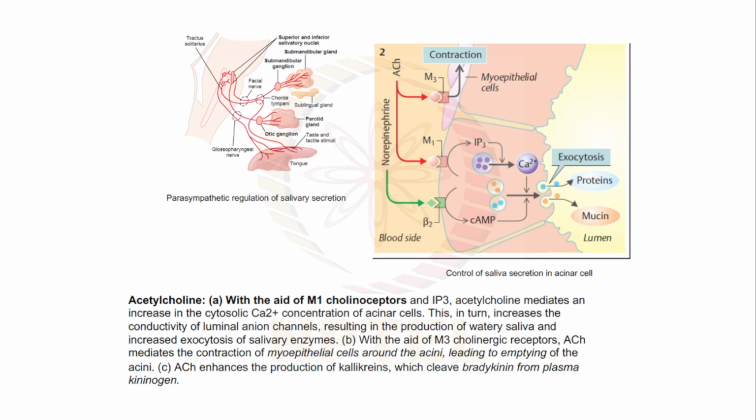Okay, so ACh enhances the production of kallikreins, which cleave bradykinin from the plasma kininogen, another compound that is being added to the saliva. So basically, it is acetylcholine which is making the release of saliva. Okay.